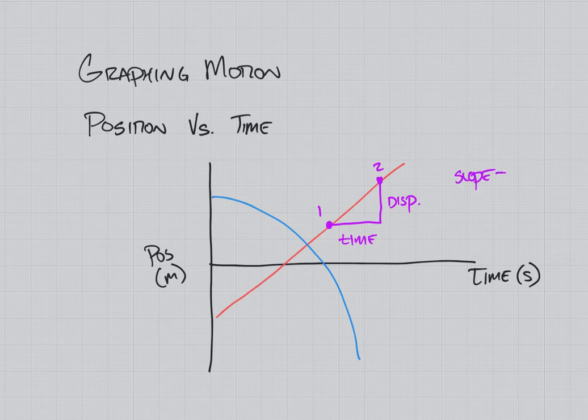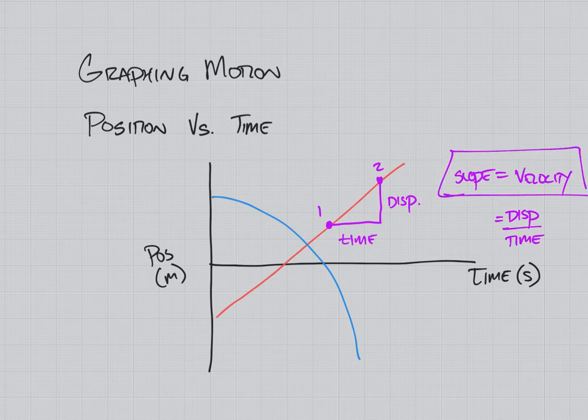And so from this, we can see that the slope of this is going to be my velocity. And that's because that is displacement divided by time. So the slope of a position time graph is going to be velocity.